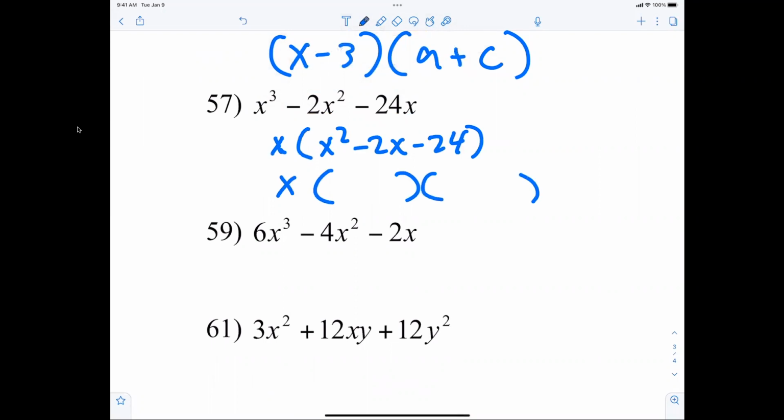Okay, here we go. What makes x squared? X and x. Factors of 24 that make, yeah, 6 and 4. I want it to be -6 and +4.